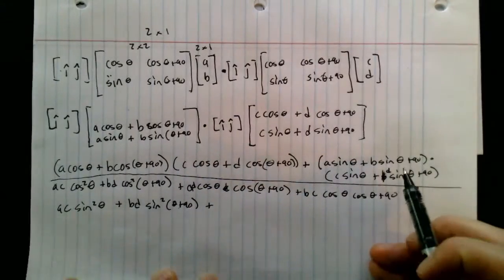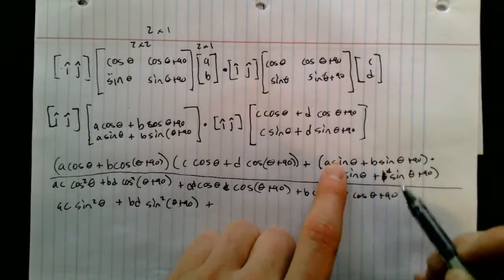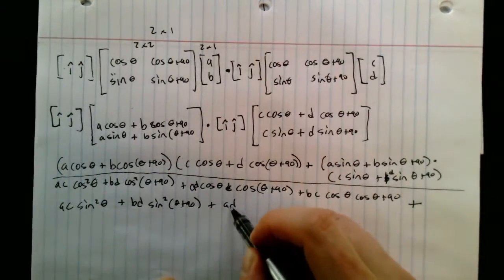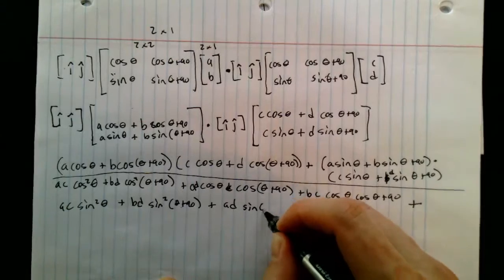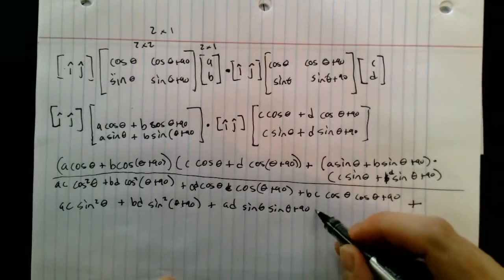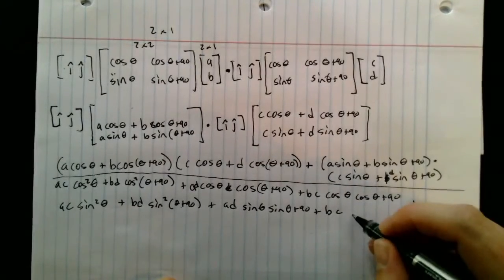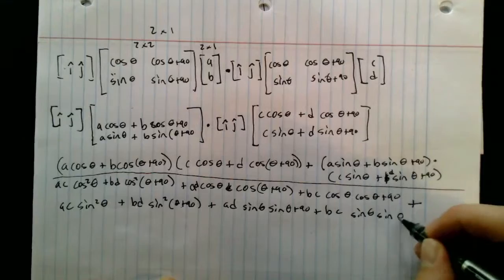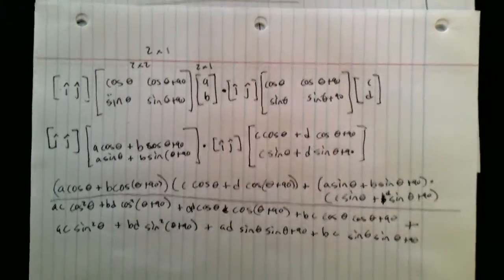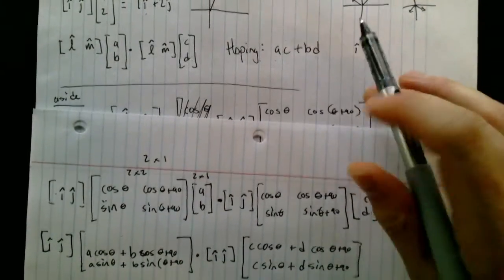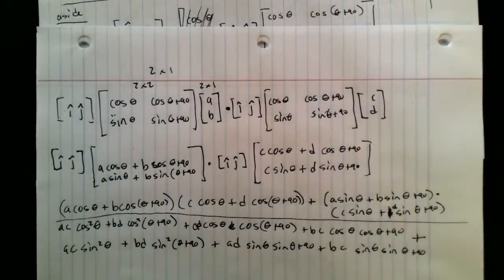Plus, now we're doing the cross terms here. So we already did this times this and this times this. So now we need to do AD sine theta plus 90 plus BC sine theta plus 90. And remember, this is all just this dot product, and we were hoping that that's going to be equal to this. And so you probably already see this.